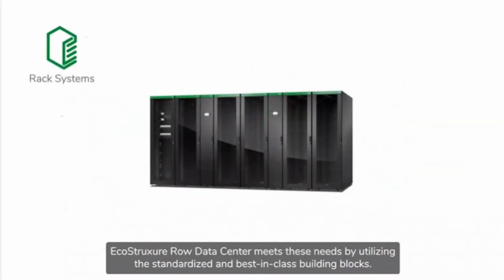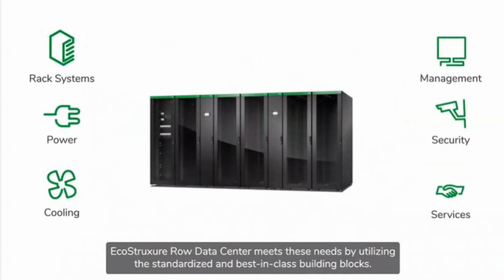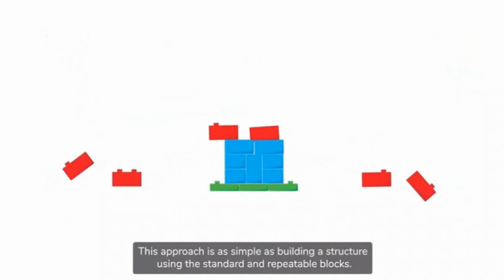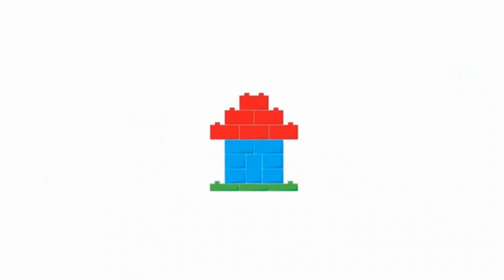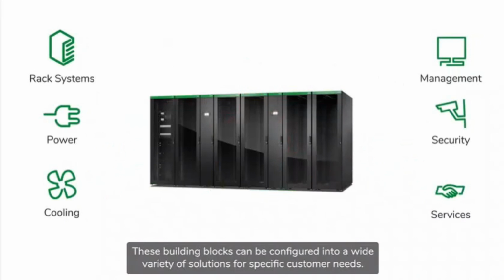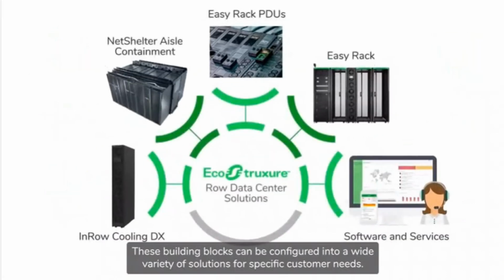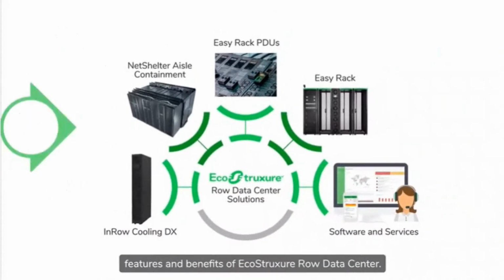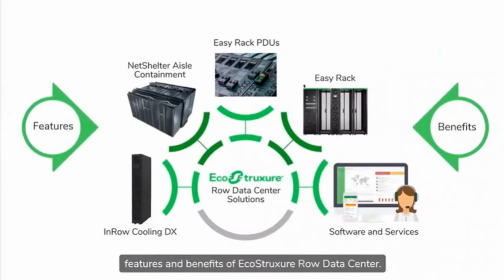EcoStruxure Row Data Center meets these needs by utilizing standardized and best-in-class building blocks. This approach is as simple as building a structure using standard and repeatable blocks. These building blocks can be configured into a wide variety of solutions for specific customer needs. In this module, you will learn about the features and benefits of EcoStruxure Row Data Center.